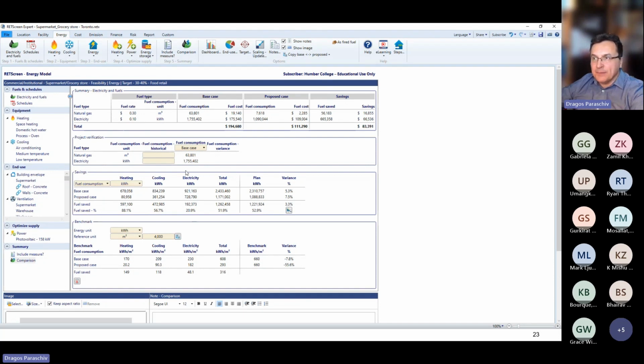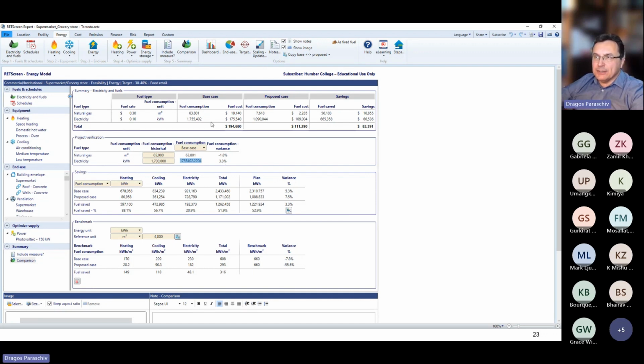So in this case here, just to show you, let's assume that our bills show 65,000 cubic meters of natural gas consumption per year, and we have 1,700,000 kilowatt hours of electricity. Again, these numbers come from our bill analysis. So from the energy consumption we see on utility bills, we see that we are within that plus minus 10% target that we're aiming for.